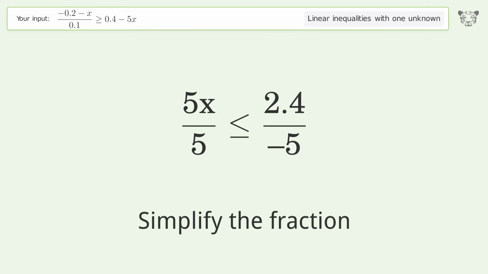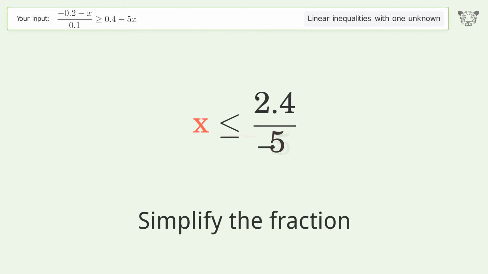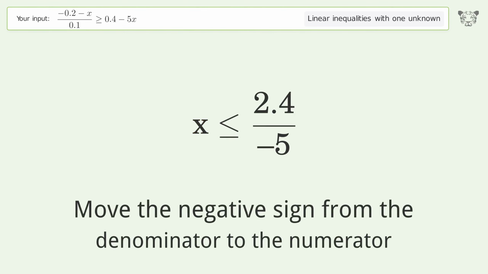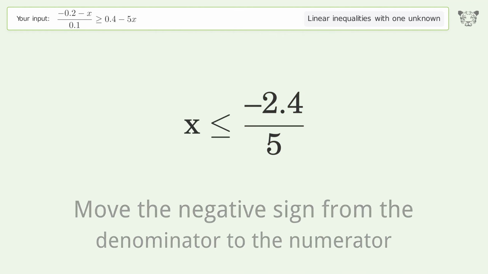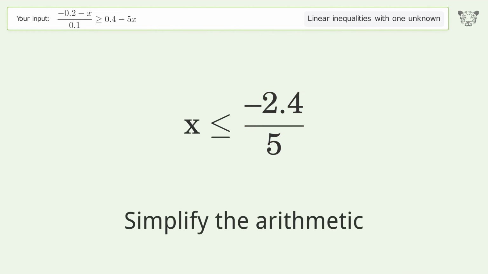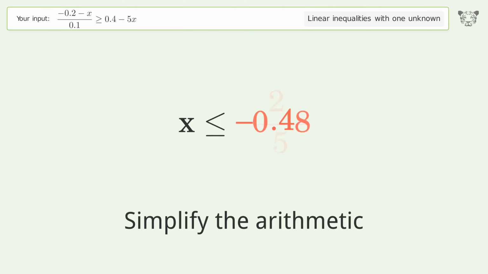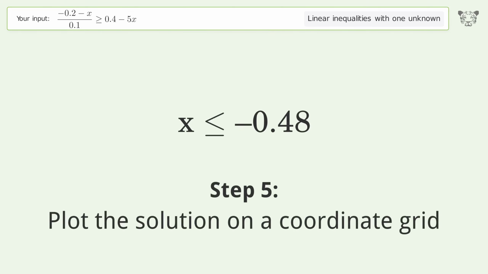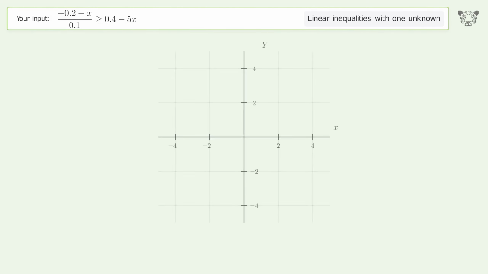Simplify the fraction. Move the negative sign from the denominator to the numerator. Simplify the arithmetic. Plot the solution on a coordinate grid. And so the final result is x equal or smaller than -0.48.